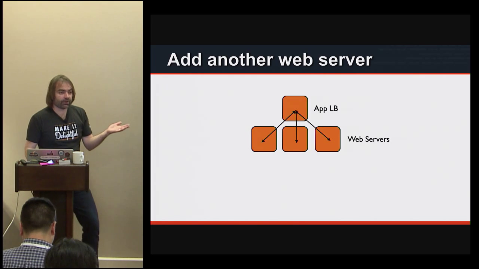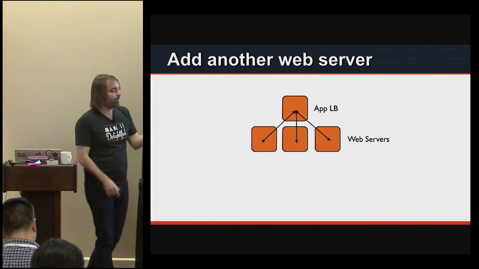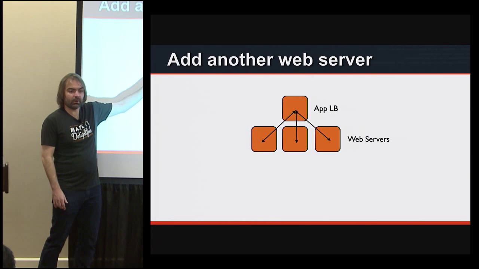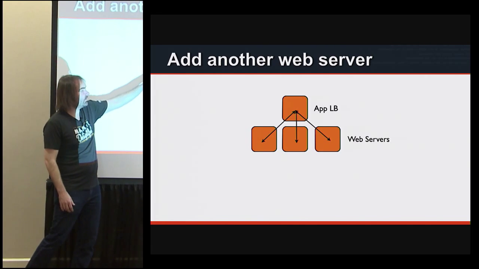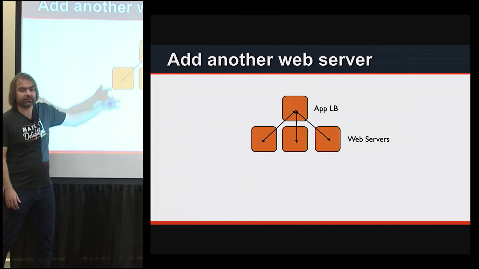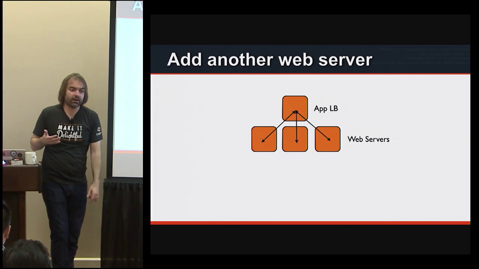So the only two things that would need to happen: we would need to bring up the node and bootstrap it as a web server, and then the second thing we need to do is tell the app load balancer to run Chef Client to actually update itself, right?